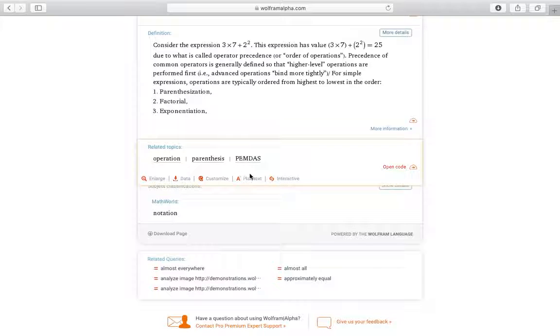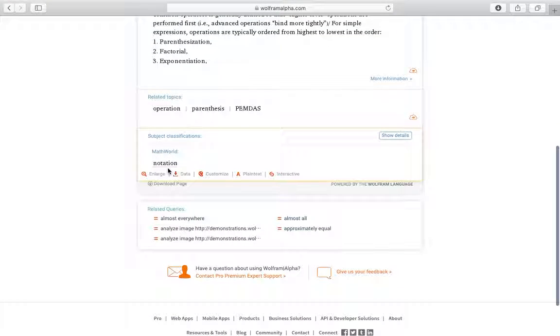PEMDAS. Some people like acronyms. If you're Germanic, Germanic people are very much into acronyms, like German people, obviously Norwegians, French people, the Franks are from Germany that settled in France, and they really like their acronyms. And the P is for parentheses, E is for exponents, M is for multiplication, division, addition, subtraction. So that little acronym, some people like acronyms and their brains kind of work that way, and if that works for you, you can use that acronym. And then notation, math is a global language.